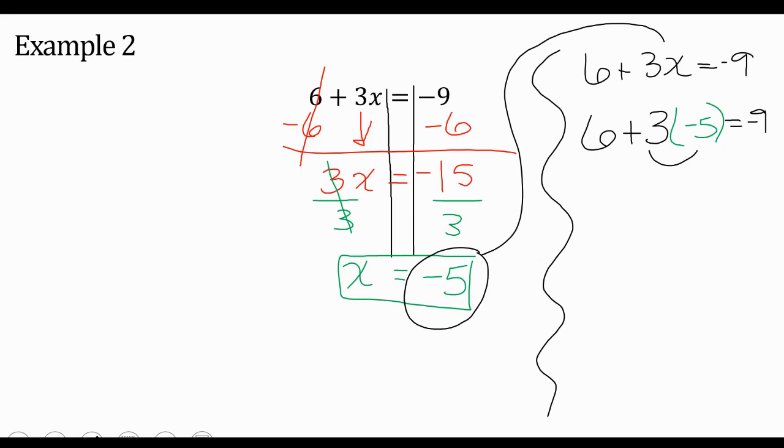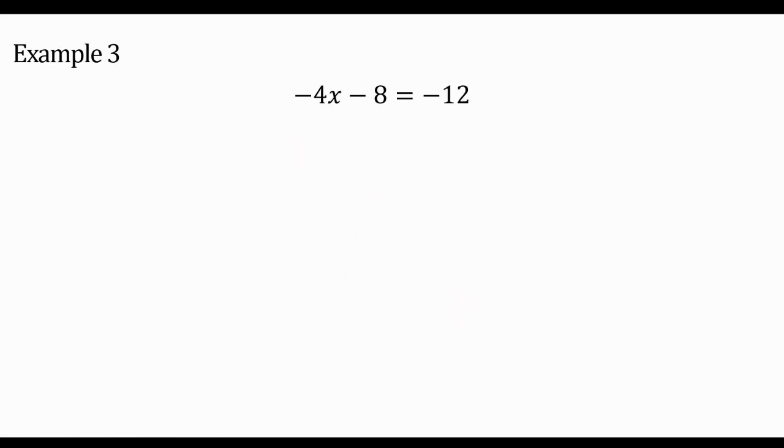3 times -5 gives us -15. Bring down the 6, bring down the -9. And then 6 minus 15 gives us -9. So we know that we got the right answer here. Okay, let's look at one more example. So here we have -4x minus 8 equals -12.